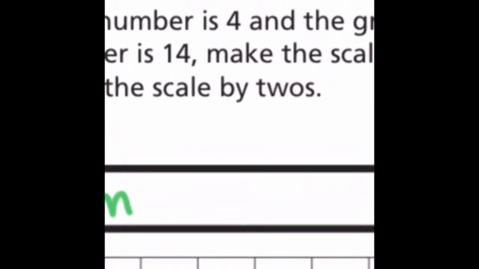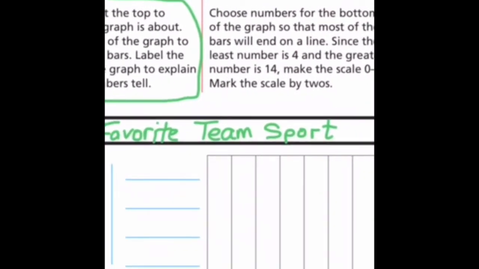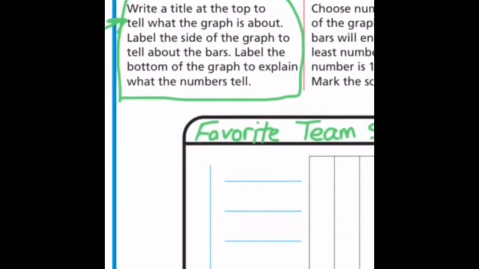Favorite, I'll get it. There we go. And team. And sport. There we go. So I have that done. The next thing it asked us to do was to label the side of the graph to tell about the bars. And that's going to be done right here.